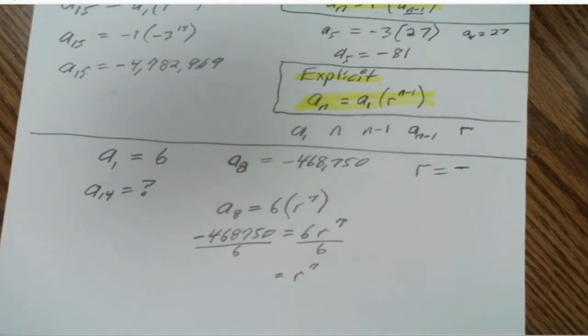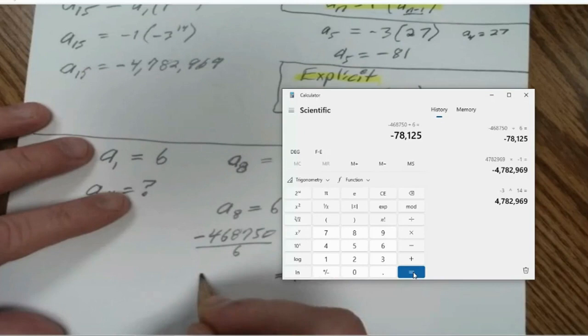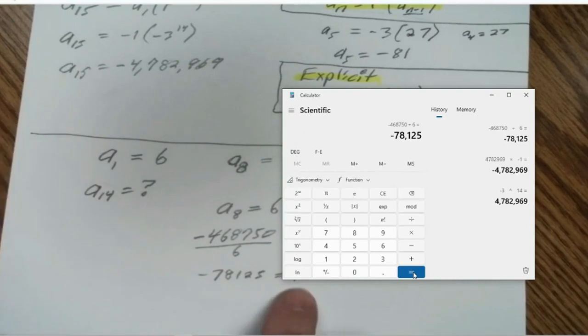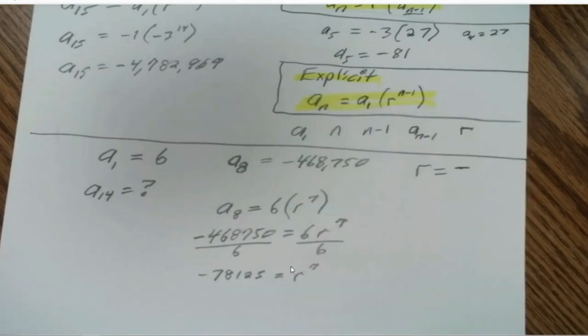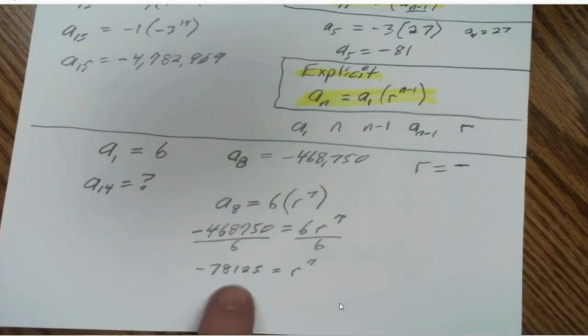So let's pull up our calculator once again. If we have 468,750, and it's a negative number, and we divide that by 6, negative 78,125 equals R to the 7th. So now we're looking at it and going, okay, that's R to the 7th power. How do I get R? That's not as useful as I hoped. Can we find R when we have R to the 7th?